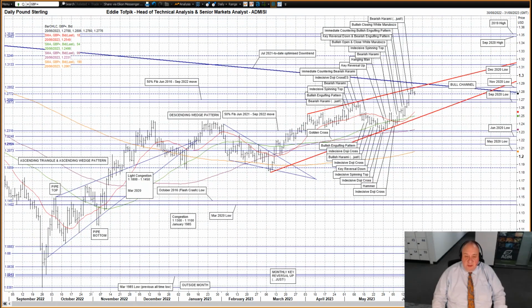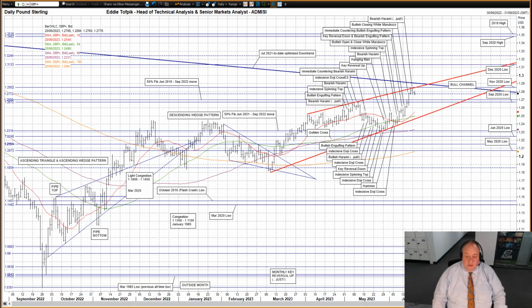Cable, AKA sterling against the US dollar. A bearish harami yesterday as the combined effects of the November 2020 low at 128.52 and the upper bull channel line, currently 128.50, of the early April to date bull channel, which had recently capped the rise.